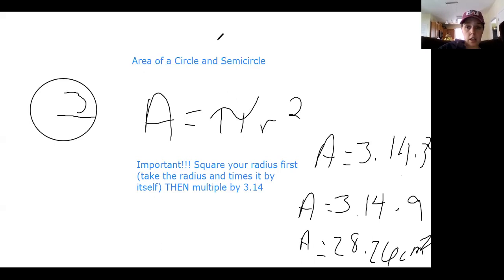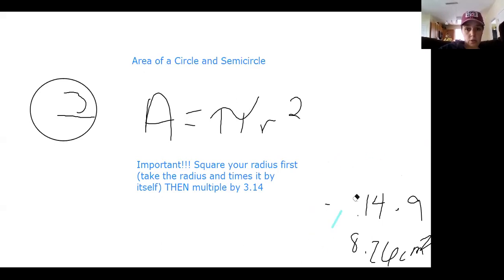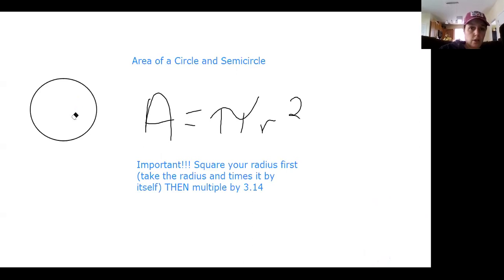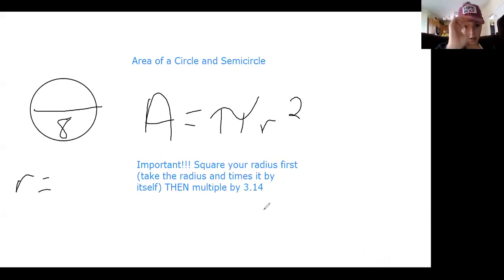Now let's say that they actually give you the diameter. So let's just say you have your circle. And if you remember, diameter goes all the way across the circle through the center. So if the diameter is 8, you need to find the radius. Well, radius is half of a diameter. So in this case, our diameter is 8, so our radius is 4.